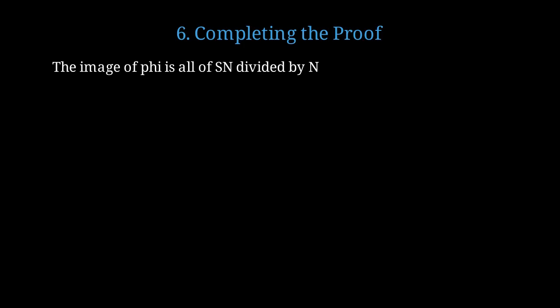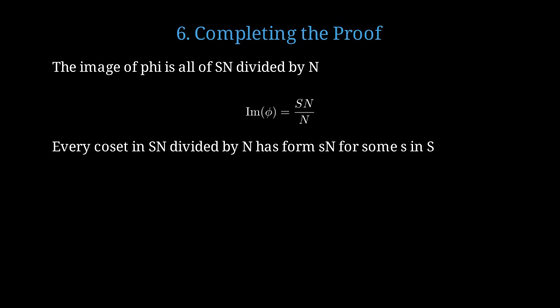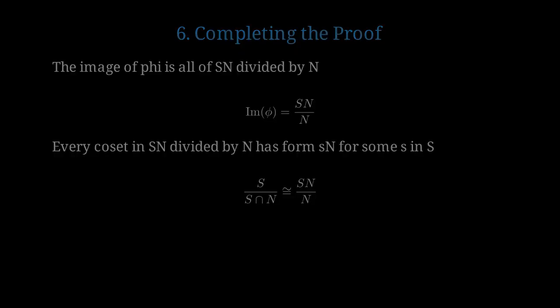Let's complete the proof by showing the image is the full quotient. We need to verify that the image of phi covers all of SN divided by N. The image equals the entire quotient SN over N. Every coset can be written as sN for some element s in S, so phi is surjective. Therefore, we conclude that S over S intersect N is isomorphic to SN over N.